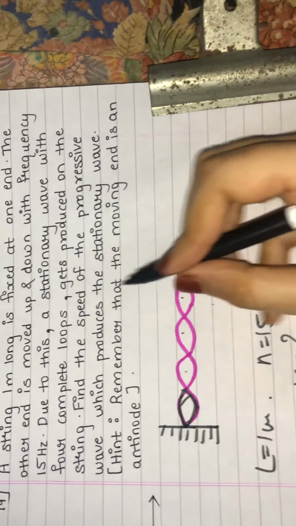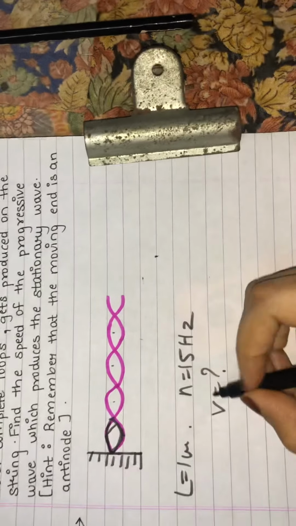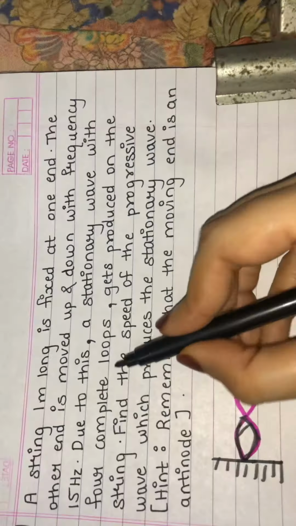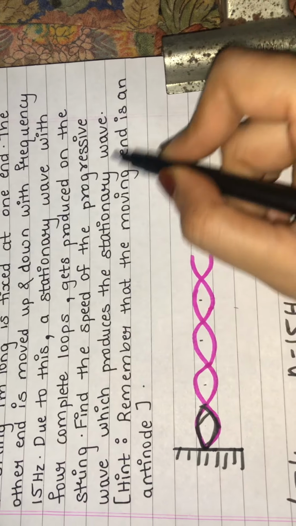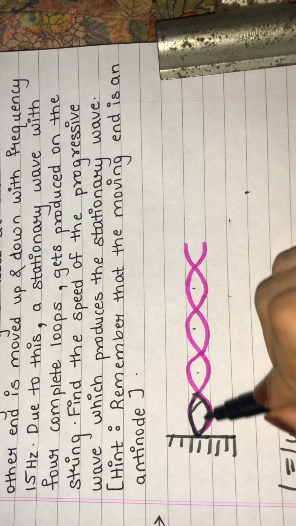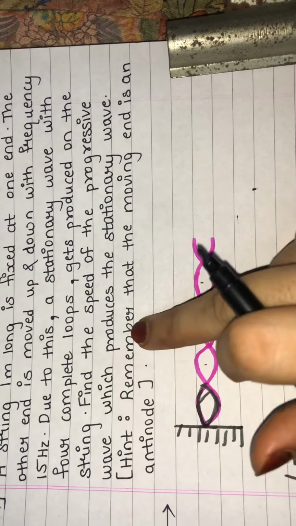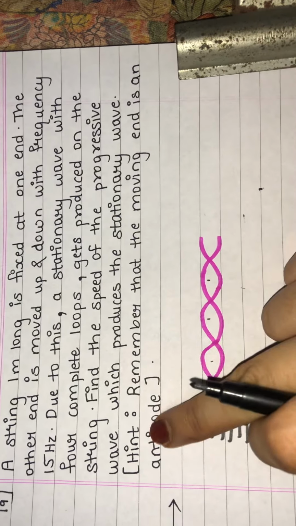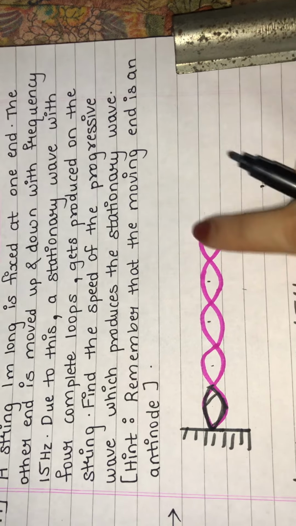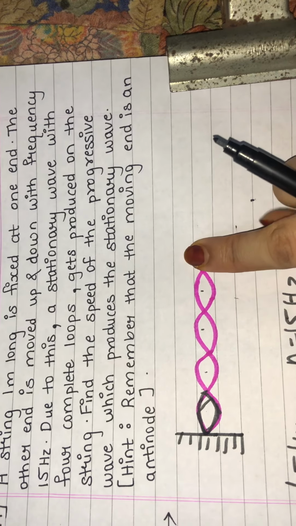V is asked of the progressive wave, which produces the stationary wave. Of course, the stationary wave is produced. That's the reason we have 4 loops. Hint: remember that the moving end is an antinode. The moving end is an antinode.